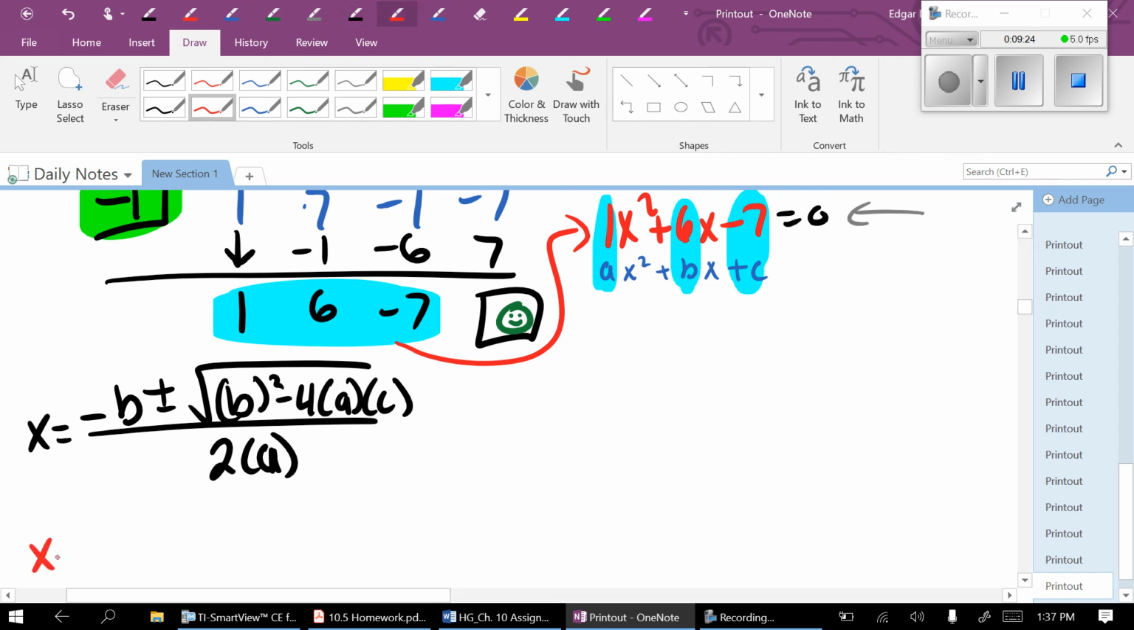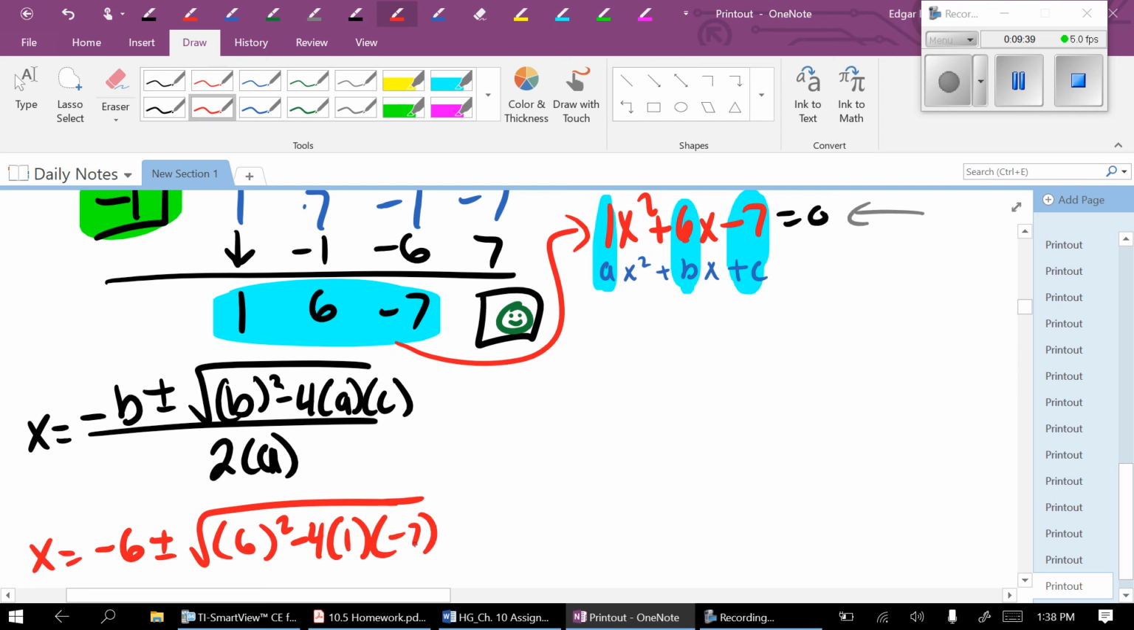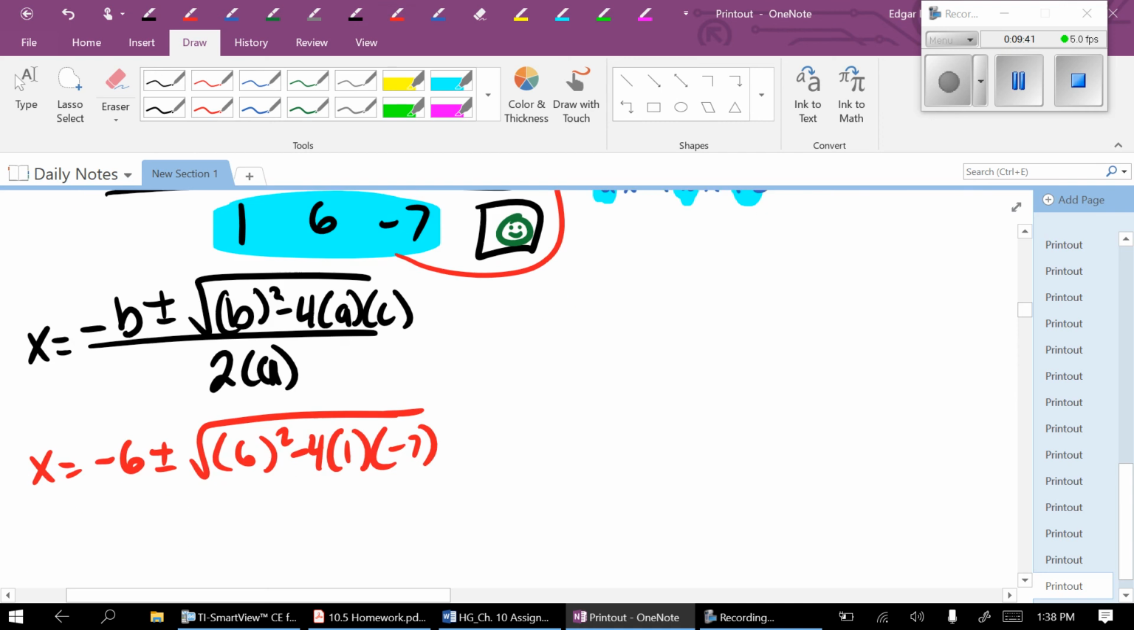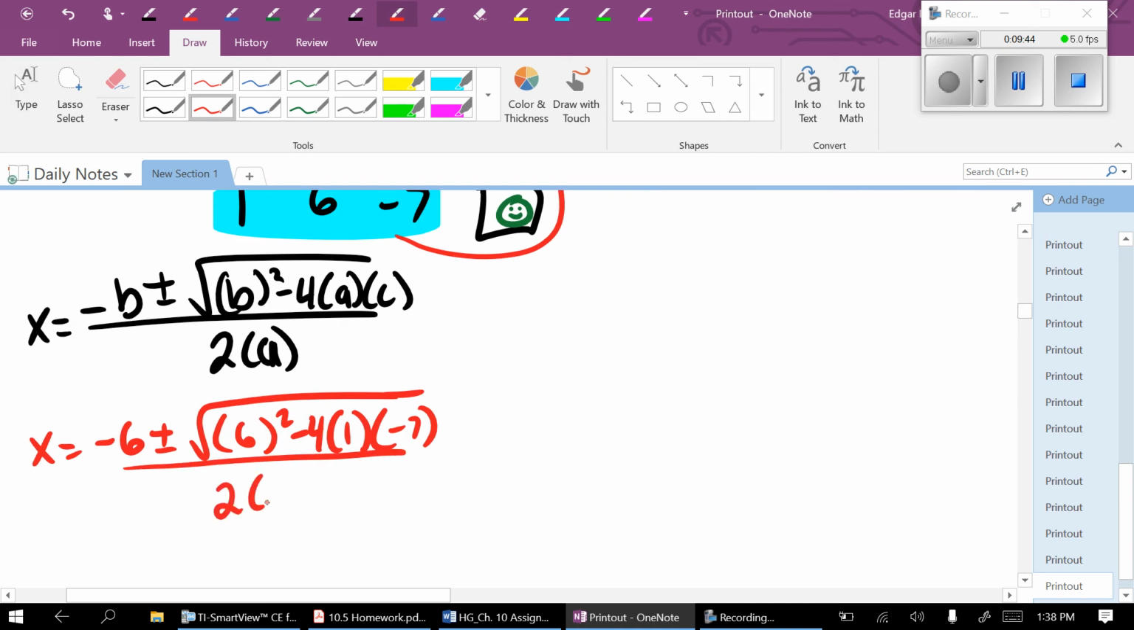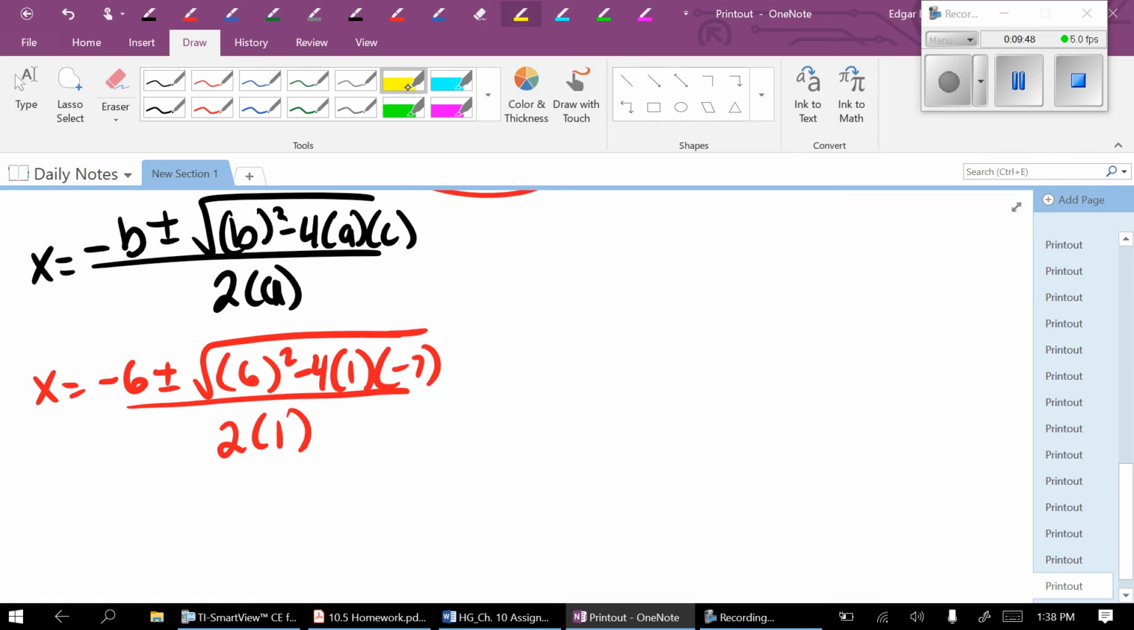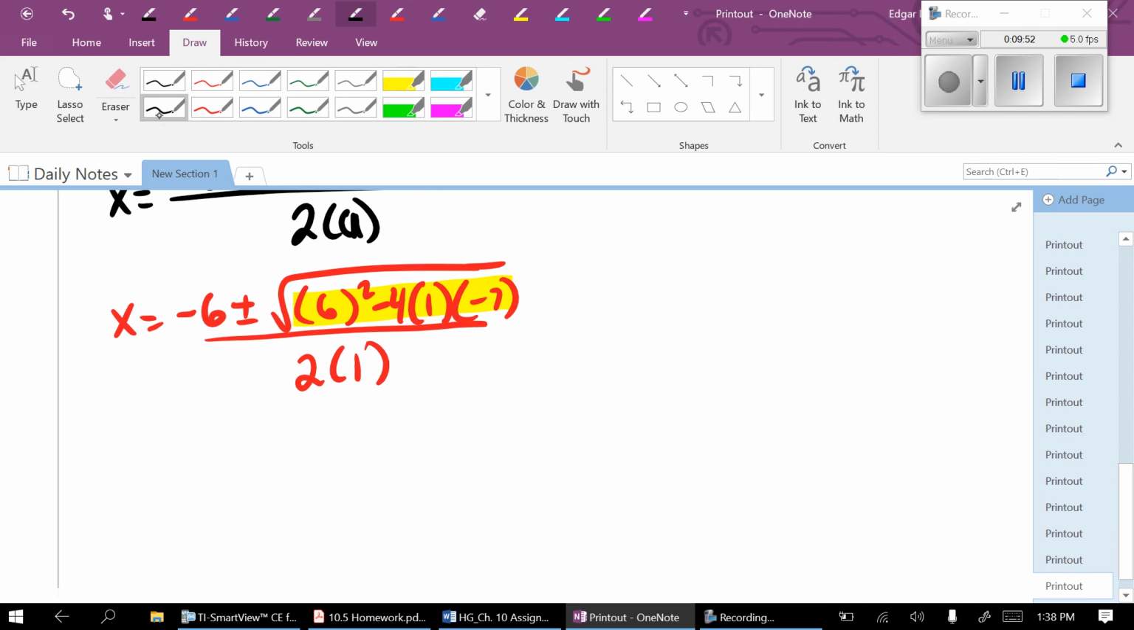That's going to give me x equals the opposite of b, which is negative 6, plus or minus the square root of b squared minus 4 times a times c. But I know what all those numbers are, guys. 6 is my b, 1 is my a, negative 7 is my c. And then finally, all of this is over 2a, so 2 times a, or 2 times 1. Now, we got to go ahead and figure out what is under this radical. Remember, guys, that's your discriminant. We got to figure out what that discriminant is.